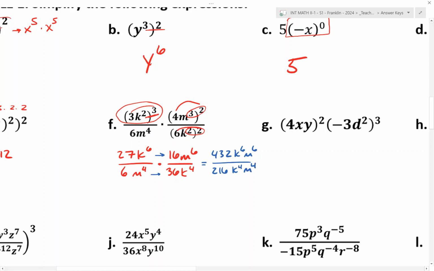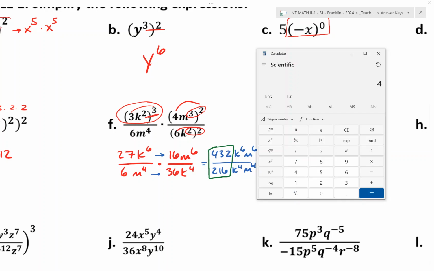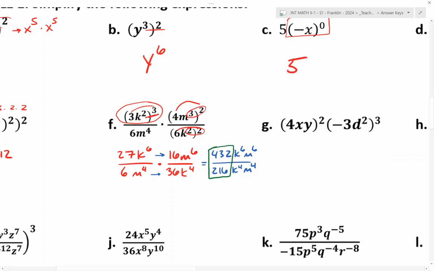Now we have to simplify this fraction. So remember, divide the coefficients and subtract the exponents. So 432 divided by 216, that's 2. And then we can subtract the exponents. On k, 6 minus 4, that's 2. And on m, 6 minus 4, also 2.